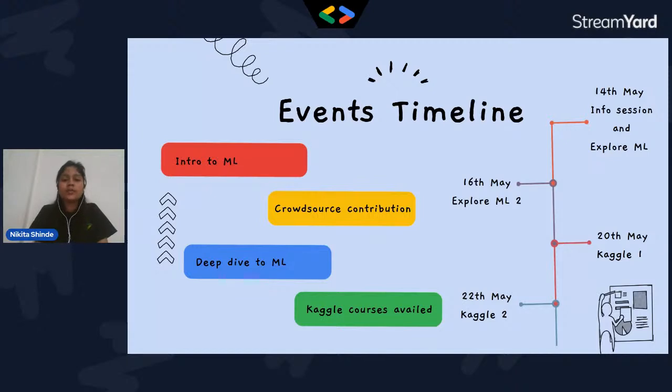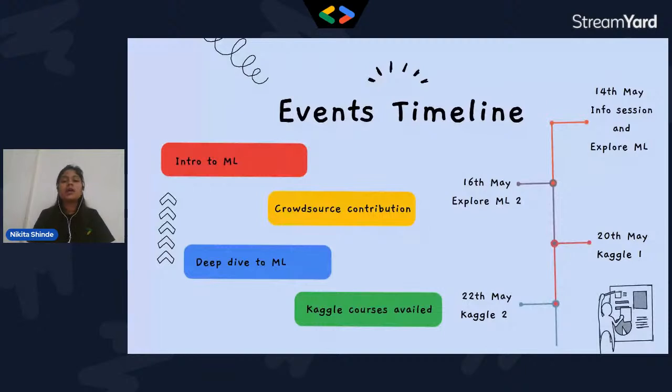Now we are going to the events timeline. The curriculum consists of two tracks, beginner and intermediate. Beginner consists of Intro to ML and Explore ML. Intermediate consists of ML Extended and Kaggle courses. Today is our first session and the start of the ML Study Jams, where information about the session and an introduction to machine learning with Crowdsource has been discussed.